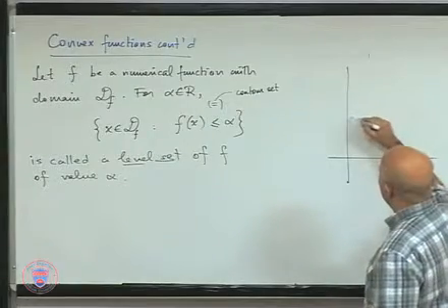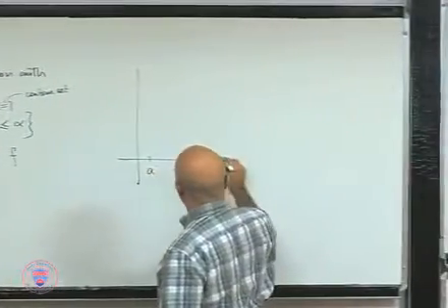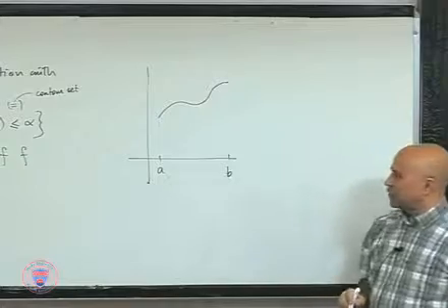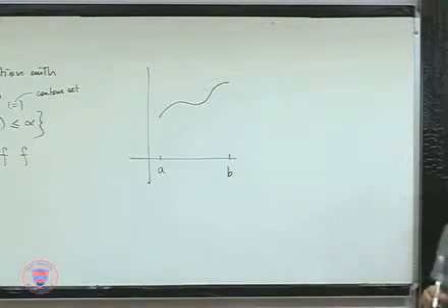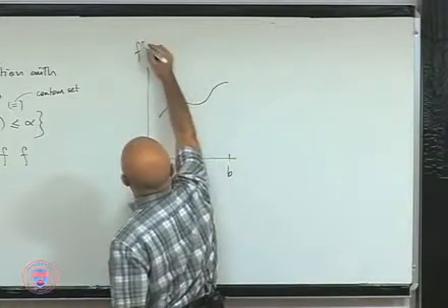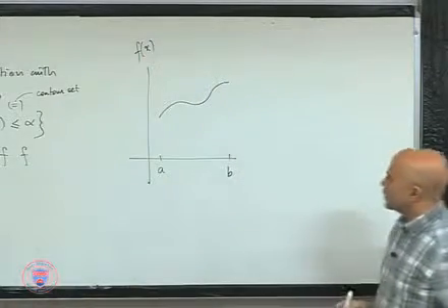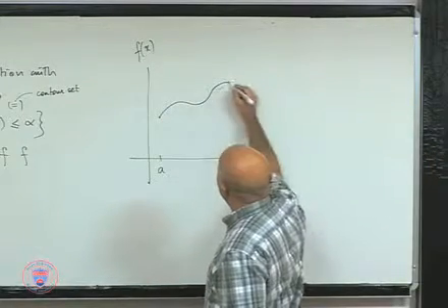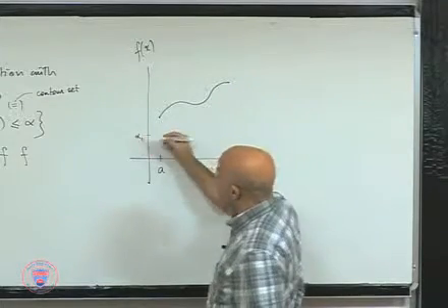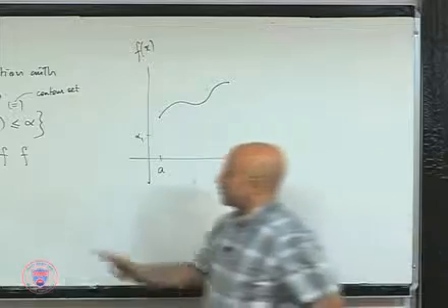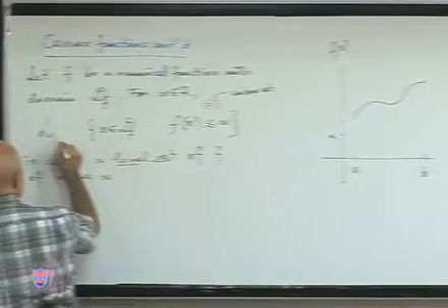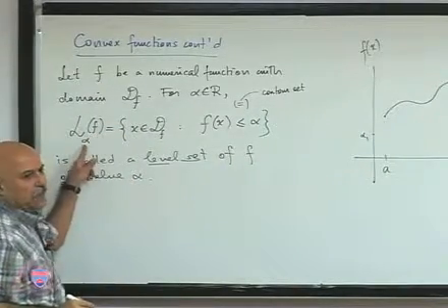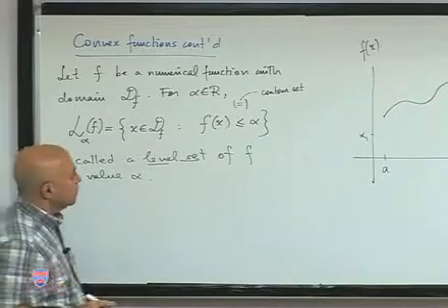Suppose your function looks something like this in a domain AB. So my domain is the interval A to B. And this is my f of x on this axis. So you pick an alpha, for example, let's call it alpha 1. Let's give a name to this set. Since it's a level set, let's just call it the level set of the function f of value alpha. Let's just denote it by that.